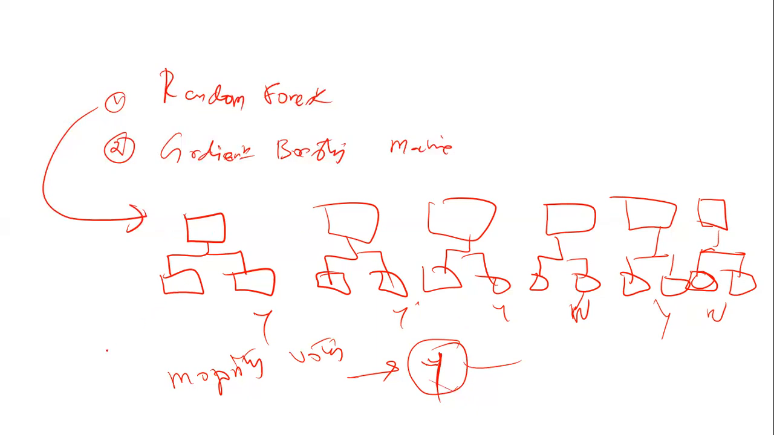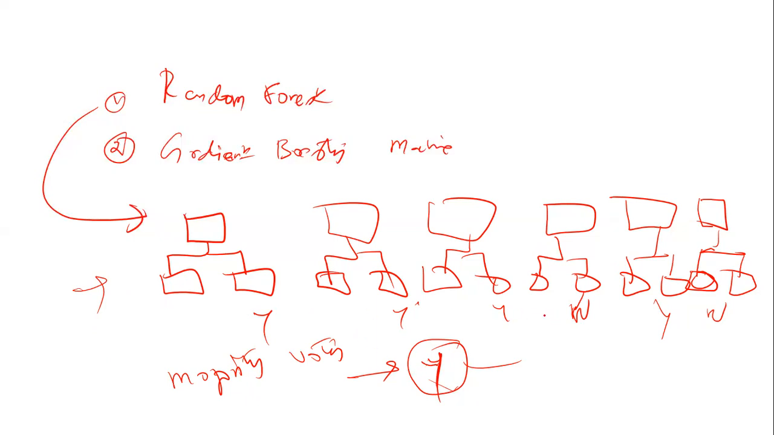Let's say many customers applied for a loan with your bank, 1,000 customers. For each customer, it fits multiple trees, and then it predicts the class label for each customer based on the majority voting.